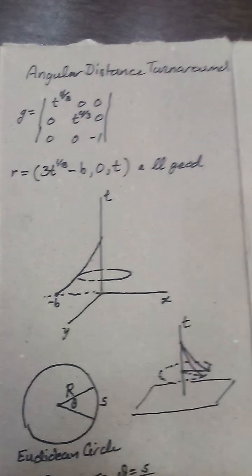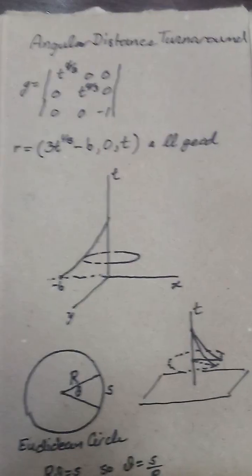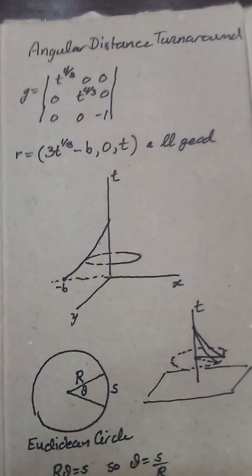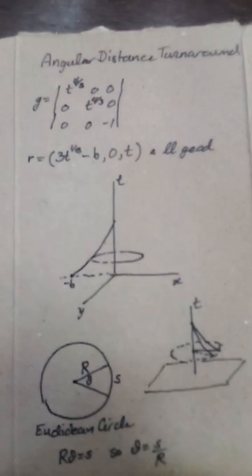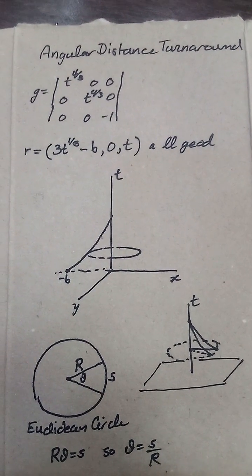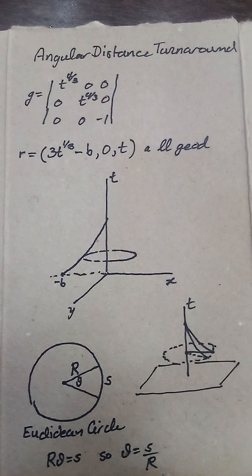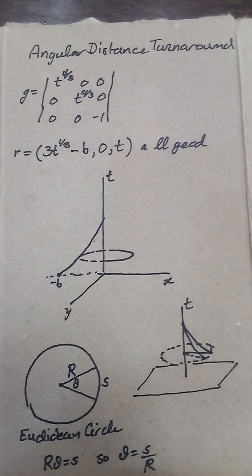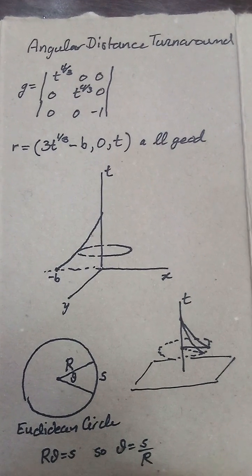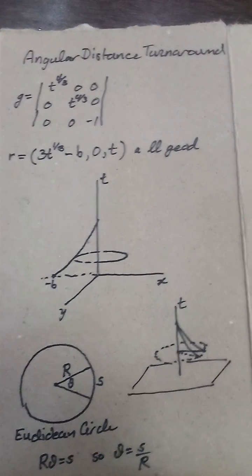Hi, I'll now teach you about this concept of angular distance turnaround in the context of a specific example. I'll use this Einstein-de Sitter model. You have this diagonal metric where on the x and y parts we have t^(4/3), and on the tt part we have -1.